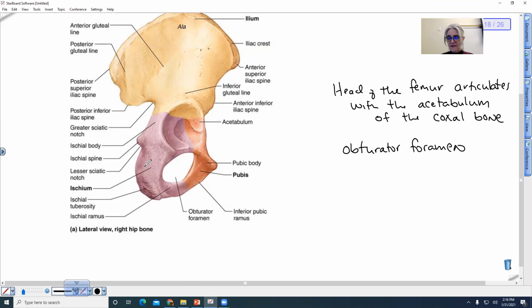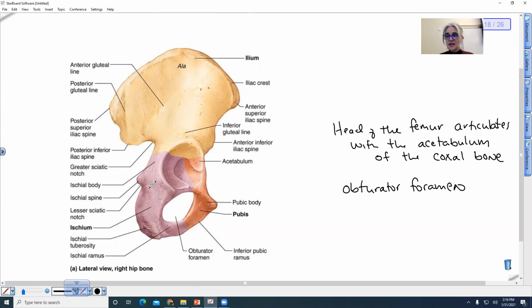We also have this tuberosity. This is the ischial tuberosity, and that is what we actually sit on. That's the rough part of our ischial bone where we sit. So again, you need to know that this is a whole coxal bone. It's made of three different bones, and then there are specific bone markings that are truly significant in anatomical structures.